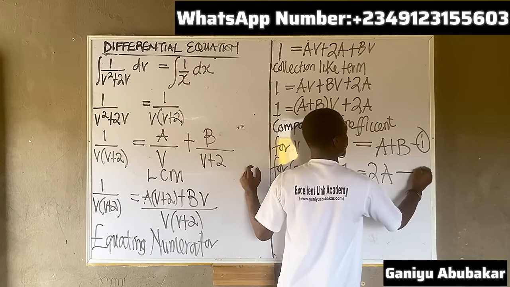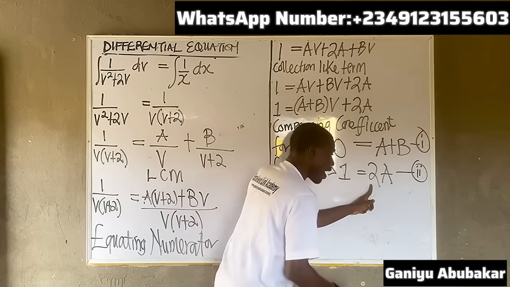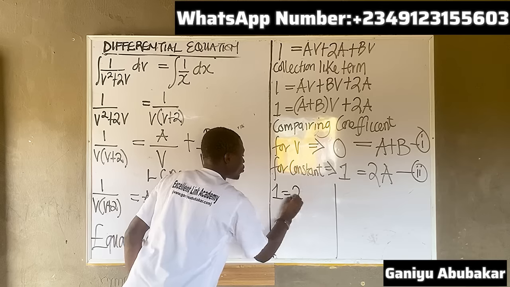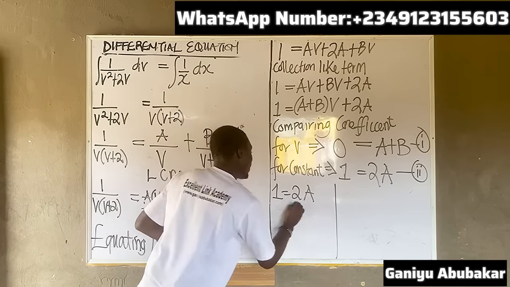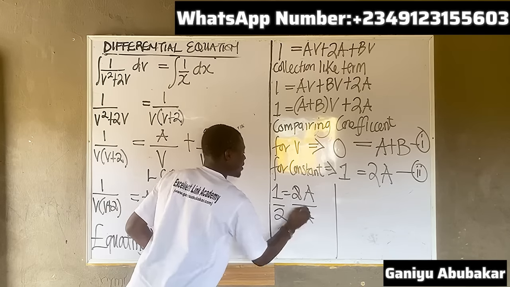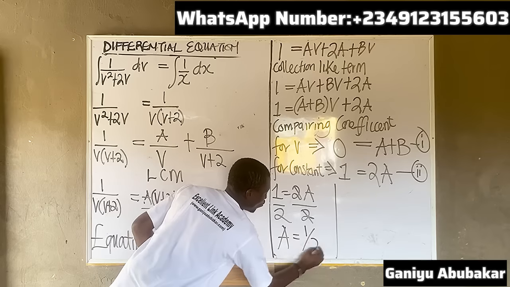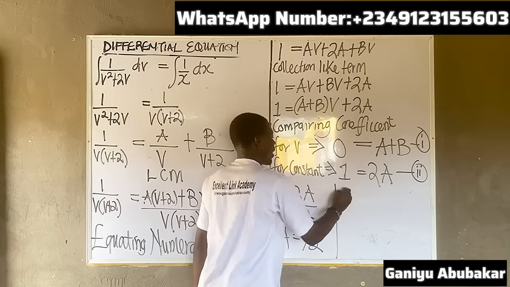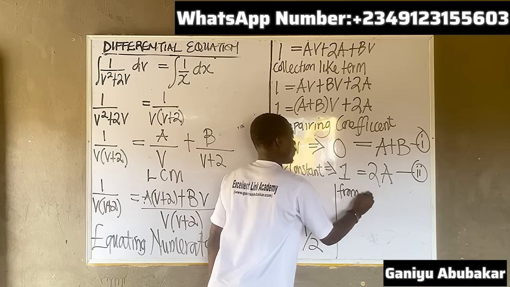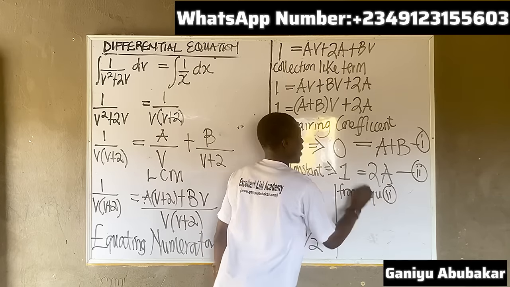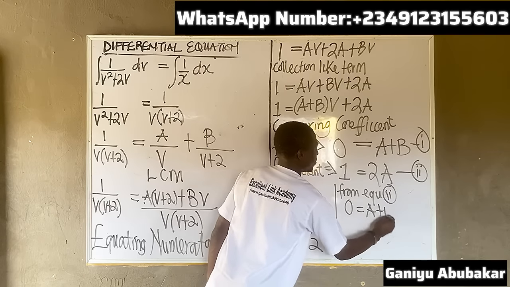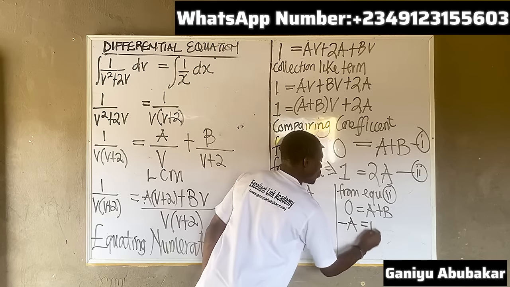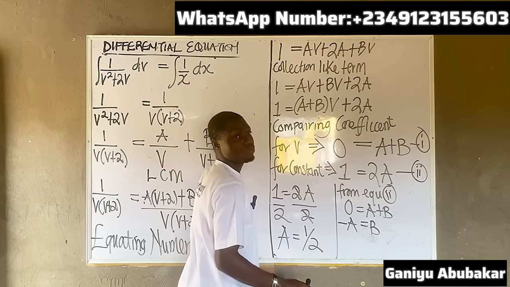I have equation 2. From equation 2, I can get A easily. That is to say, I have 1 equals 2A. Make A subject, divide by 2 by 2. It means that A is equal to 1 over 2. That's A. Let's get B. How do you get B? From equation 1, I have 0 equals A plus B. Make B subject. Take A over, that gives you minus A equals B.